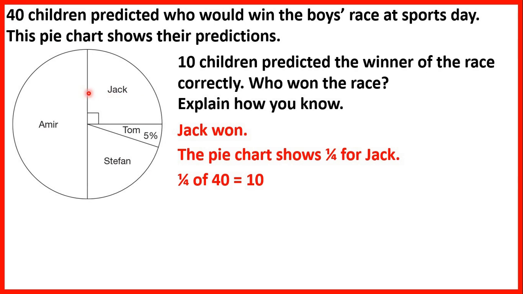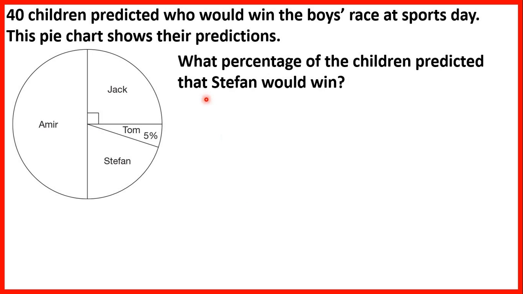And Jack has 1/4 of the pie chart, which we know because we can see a right angle here. And when we have a right angle in a pie chart, that indicates 1/4. Now, what percentage of the children predicted that Stefan would win? So we can see the section of the pie chart for Stefan is here. But to work that out, we need to find the percentages for Amir and for Jack as well.